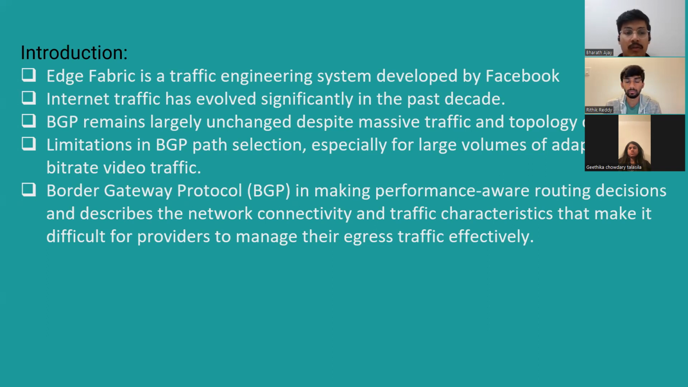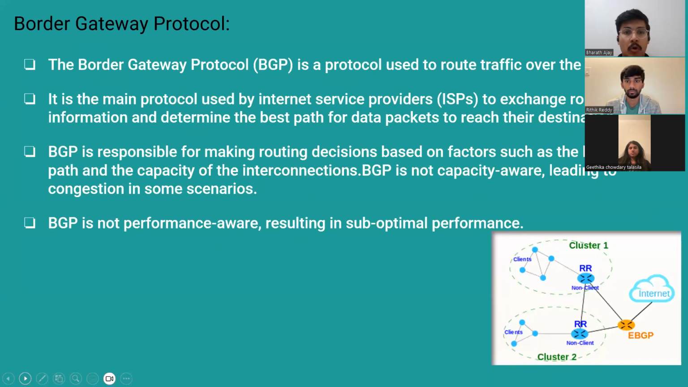Moving on to the next slide, we can learn about the Border Gateway Protocol. The Border Gateway Protocol is a protocol used to route traffic over the internet. It is the main protocol used by internet service providers to exchange routing information and determine the best path for data packets to reach their destination. Border Gateway Protocol is responsible for making routing decisions based on factors such as length of the path and capacity interconnections. BGP is not capacity aware, leading to congestion in some scenarios.